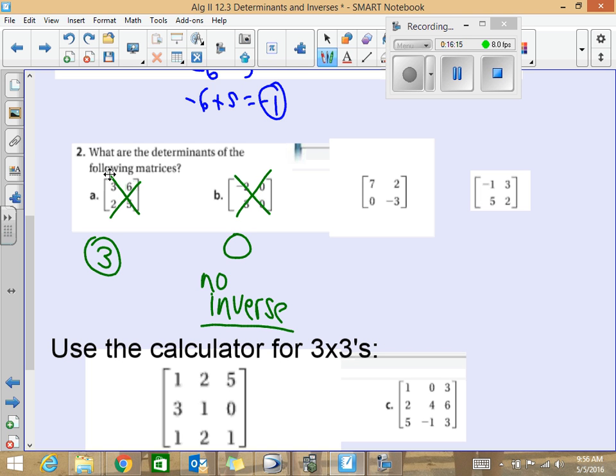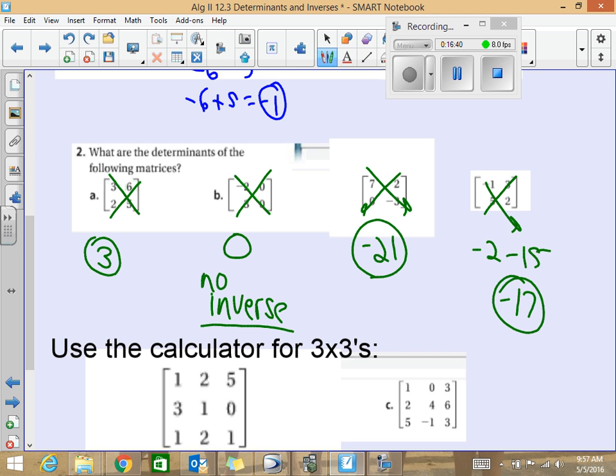What about the third one? Tia, what'd you get? Negative 21, right? So negative 21 minus 0 is negative 21. And Samantha, what'd you get for the last one? Negative 2 minus 15 gives us negative 17. Okay? Questions about that?